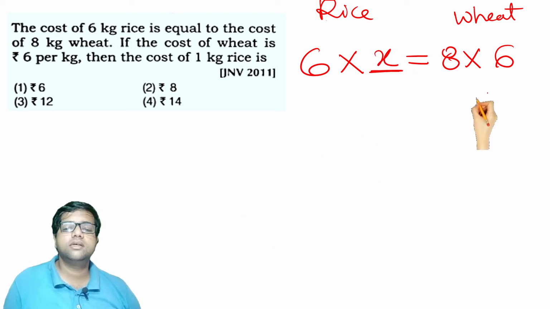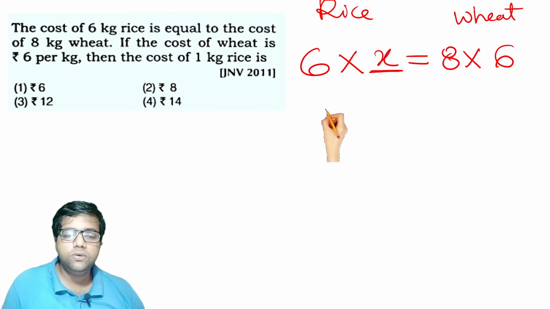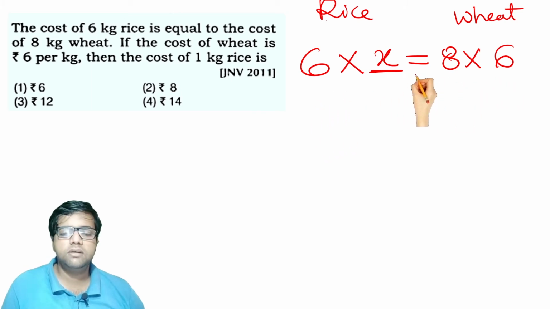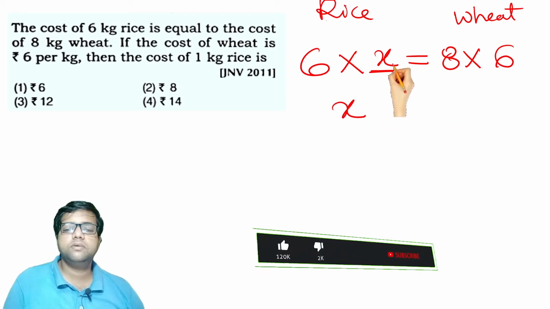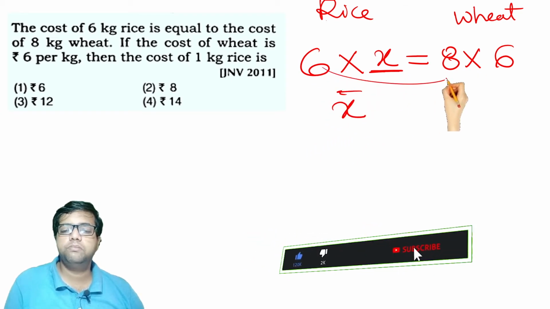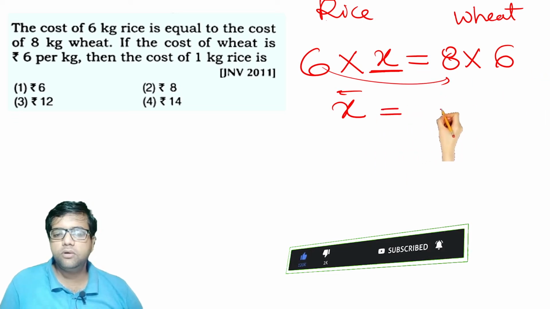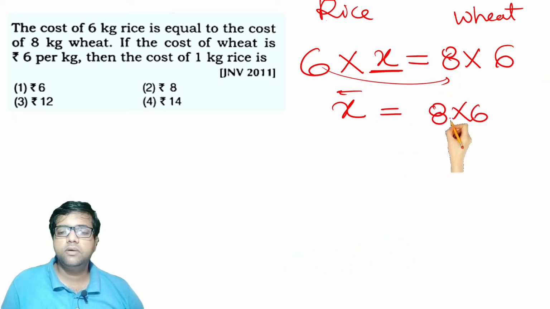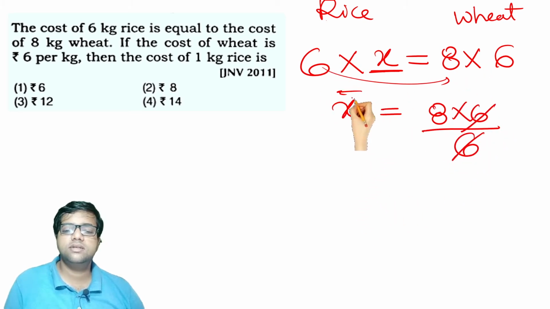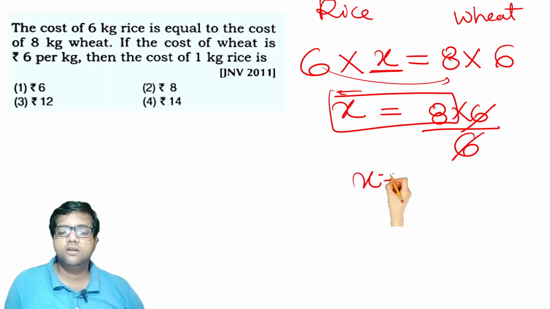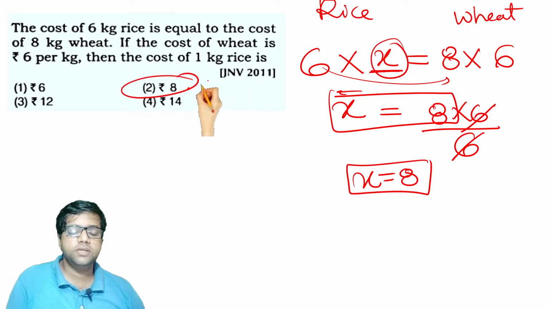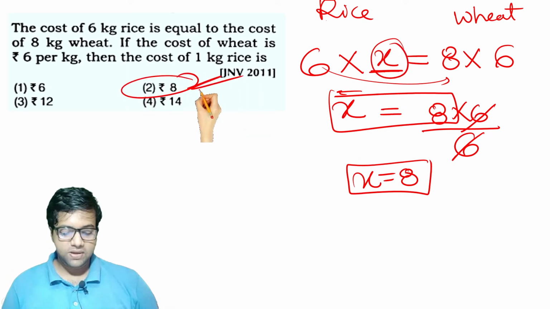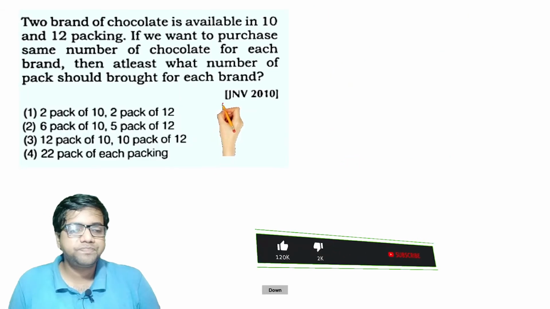We can call it X. This is the proper way of doing it. So you keep X on the left hand side, push 6 down to the denominator. In the numerator you have 8 into X, 6 will go down, 6 gets cancelled, so you are left with only 8. Therefore X is equal to 8 rupees. X means the cost of rice per kg is 8 rupees. Option 2 is the right answer for this question.